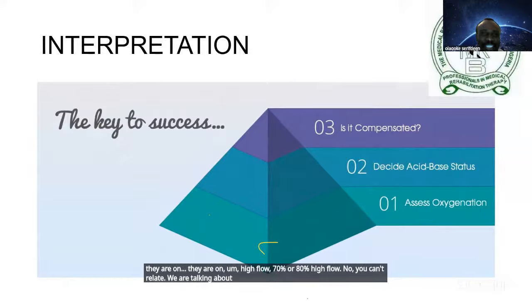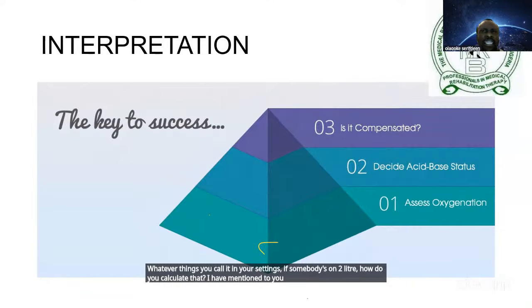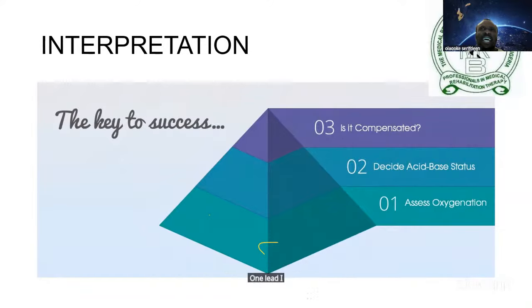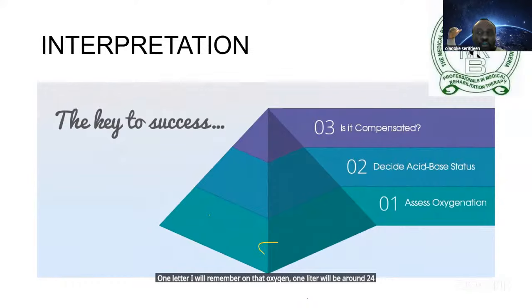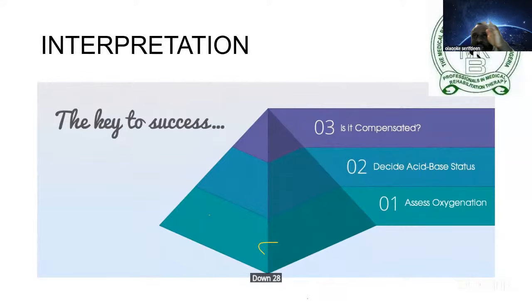Or they are on 2 liters of nasal specs, or nasal cannula, or nasal prongs, whatever you call it in your settings. If somebody is on 2 liters, how do you calculate that? I have mentioned to you, if you remember, under oxygen, 1 liter will be around 24. Keep adding 4 to the rest. 2 liters will be around 28. If they are on 28, you should know what you should be expecting on that ABG, if that makes sense to somebody.